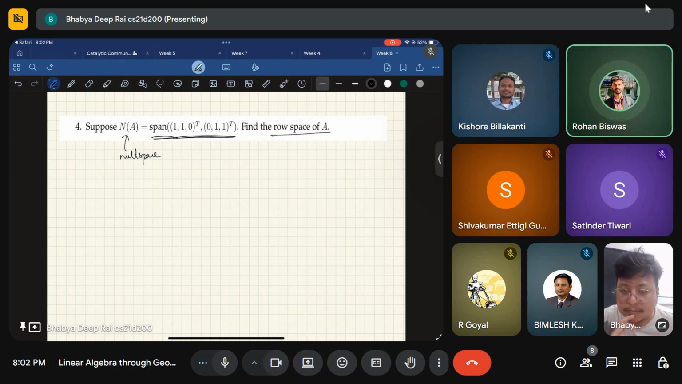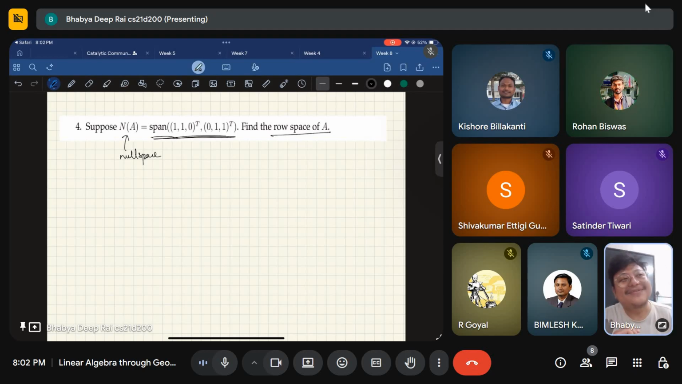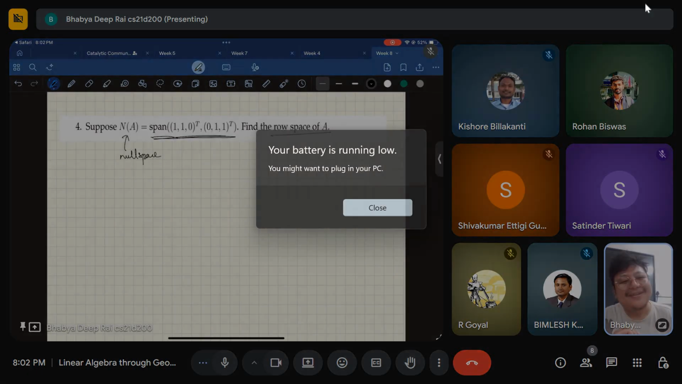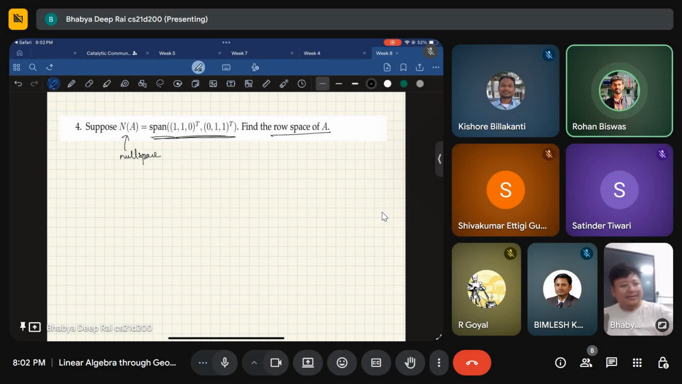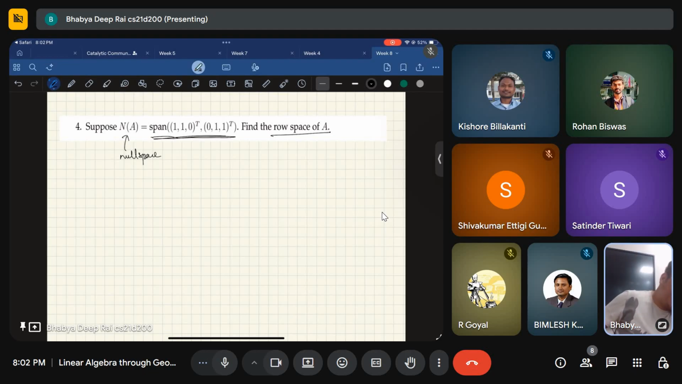Sir, without knowing A's dimension, is it even possible? Can you do it without using A's dimension? Try to do it without using A's dimension. A will be M cross 3, that I'm sure. But what will be M? We can choose M as anything, no? Exactly. How do you find M? I think it makes sense. In my mind, I think you don't need A's dimension. Let's see.